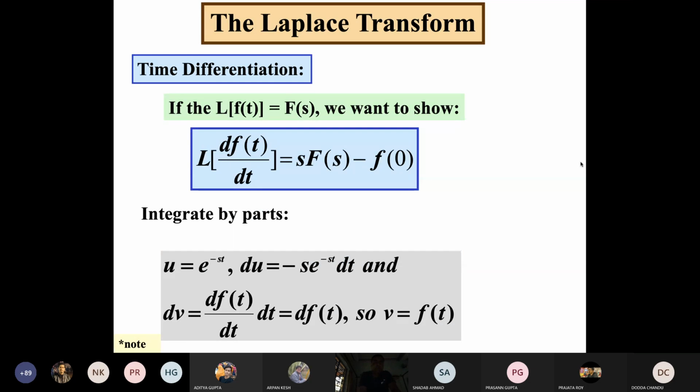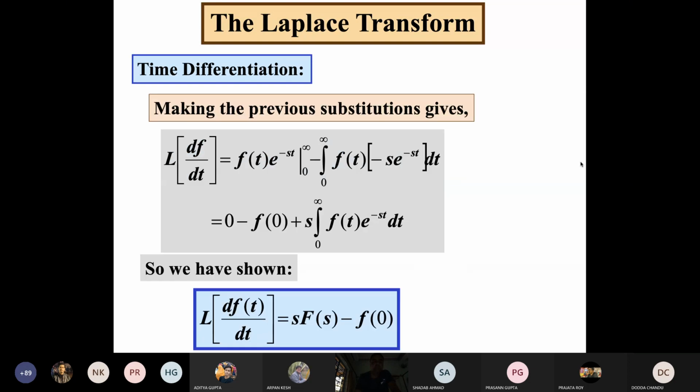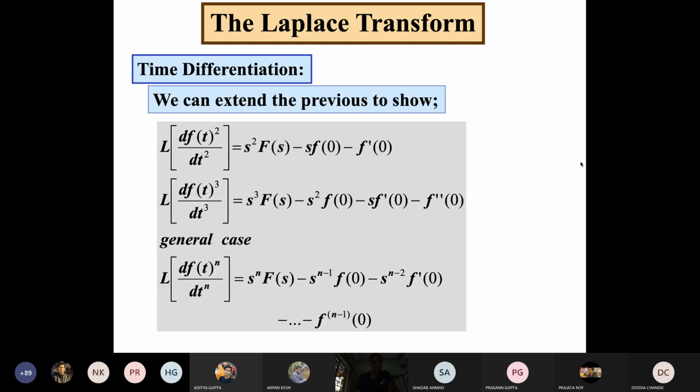Now, differentiation, similarly, you can prove it is sF(s) minus f(0). If it is double differentiation, then s square F(s) minus s f(0) minus f dash 0. We can extend it so that the Laplace transform of d^n f by dt^n is equal to s to the power n F(s) minus s to the power n minus 1 f(0) minus s to the power n minus 2 f dash 0 up to f of n minus 1 at 0.